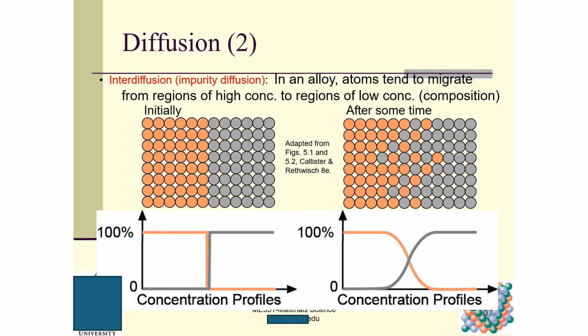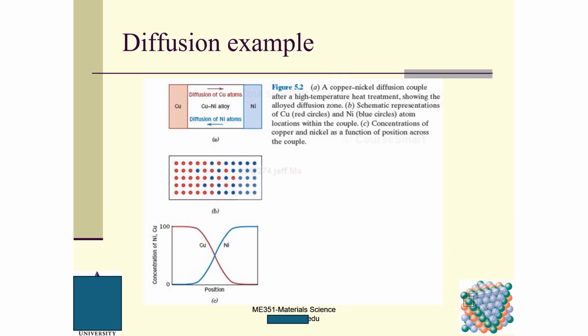The same thing for the dark atoms: they decrease from here to here until it reaches 0. So in the middle region we have both the dark atoms and the colorful atoms, and this is because of the diffusion over time. Any questions regarding this slide? No questions? So here is a diffusion example.